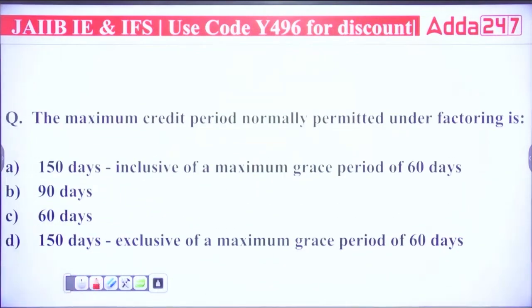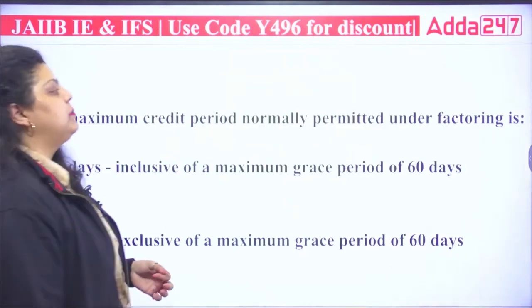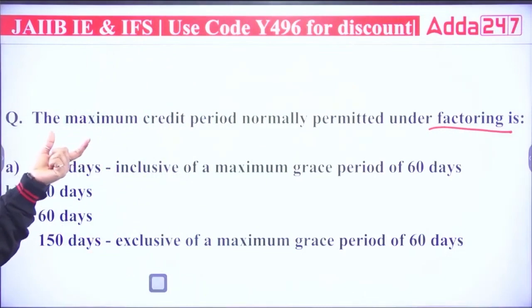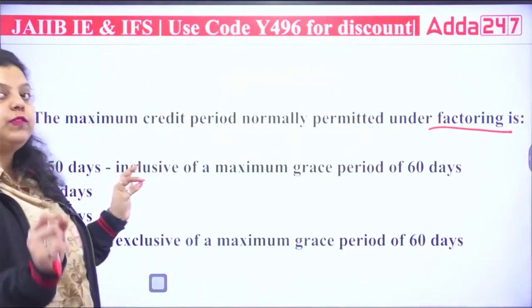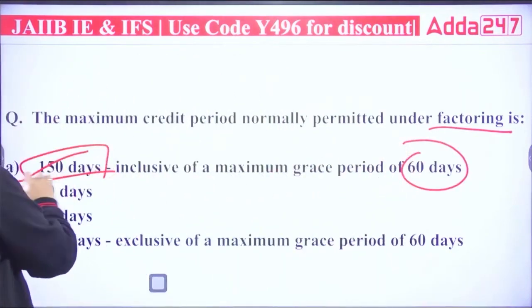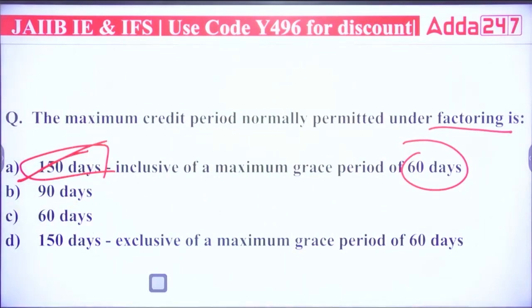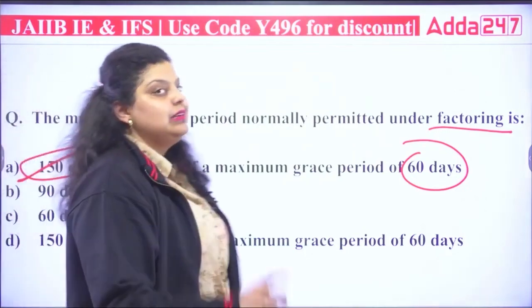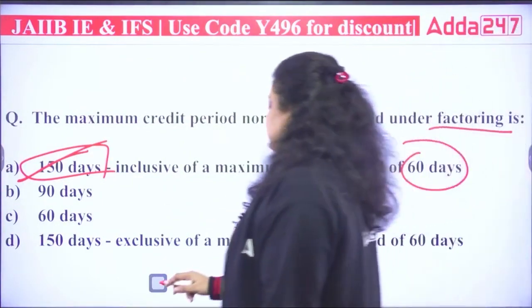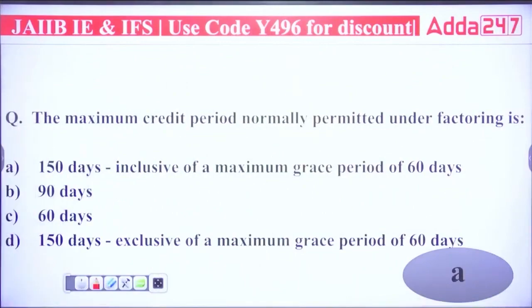Okay, next question we are talking about the maximum credit period normally permitted under factoring. So factoring actually gives us the grace period also. The grace period will be 60 days, but including the 60 days, you will get 150 days for the period of your credit facility. So actually it is 150 days for factoring, and the 150 days also include your 60 days grace period. So 90 days is the credit facility, and 60 days will be your grace period. Okay, so the right answer is your A.